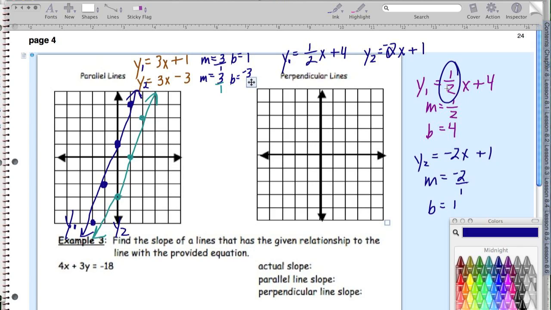I know they're going to be perpendicular because this slope is 1/2, this is -2. So 1/2 and -2 are negative reciprocals: one's positive, one's negative, and they're flips of each other. This is really 2/1, like we see here.